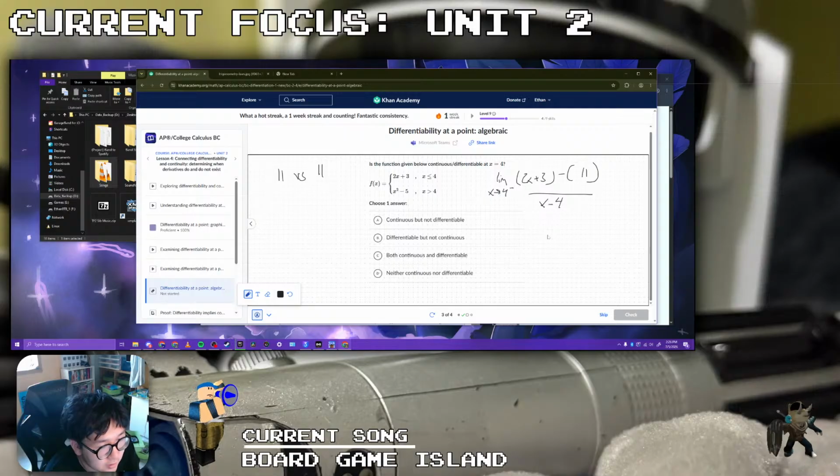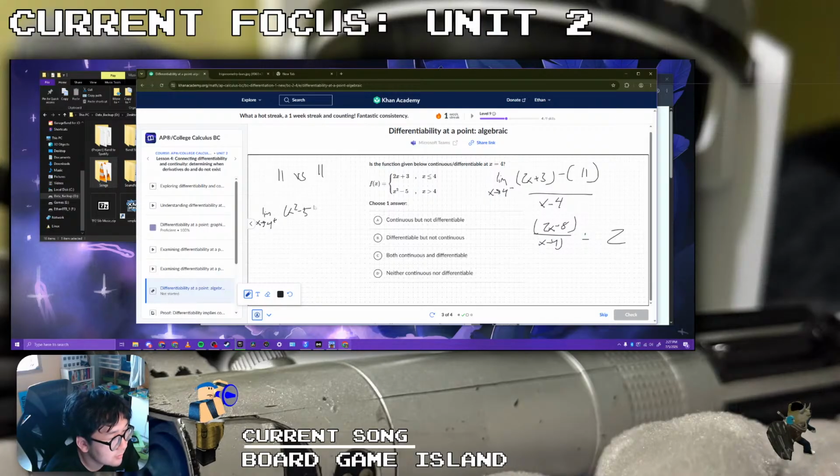Right, and so on top we're left with 2x minus 8 over x minus 4. This simplifies to 2, trust me. And so, okay, so this is 2 on this side. So now we'll check the limit as x approaches 4 from the right.